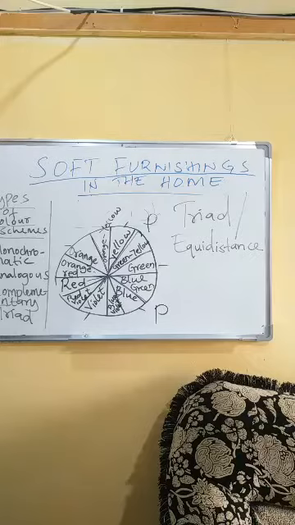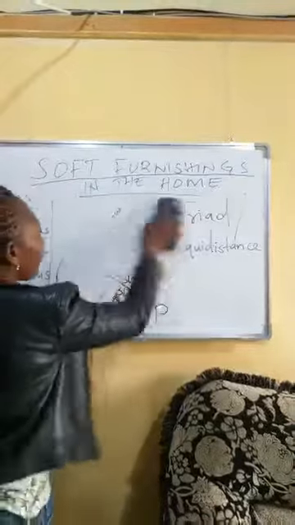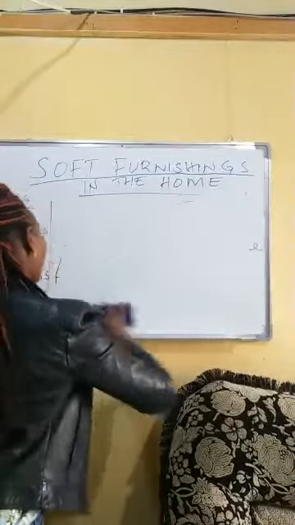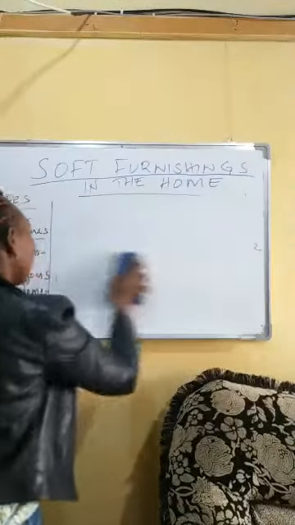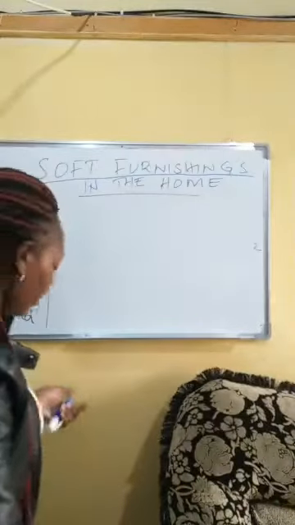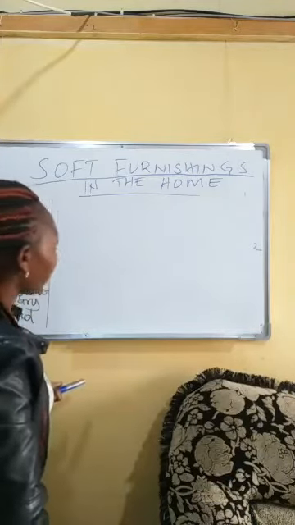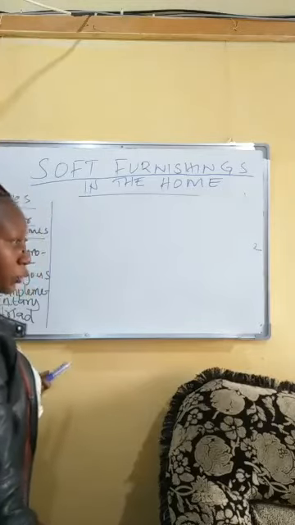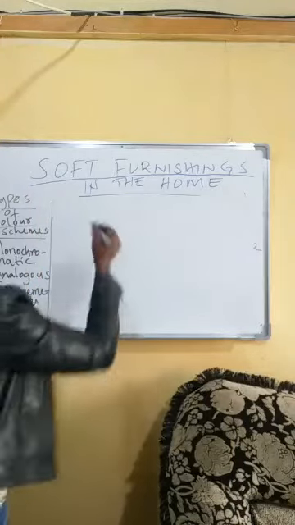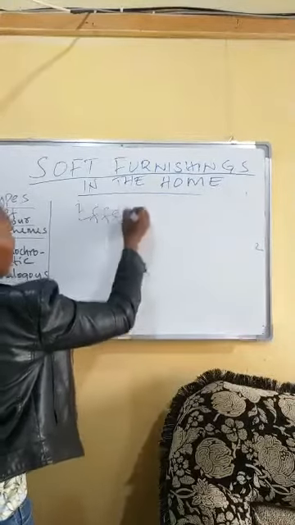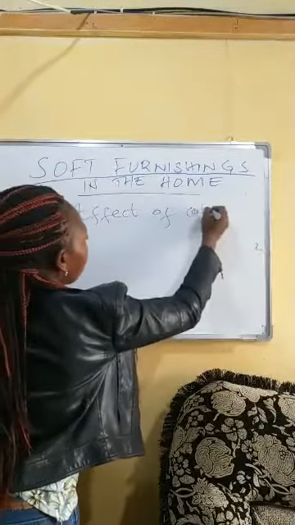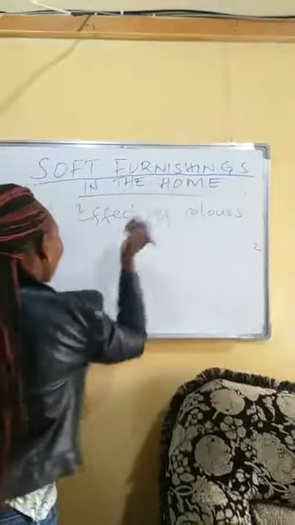Now, after we've learned the color schemes, the next thing that you need to know is the effect of color in a room. So we look at different colors and what change or effect they bring about when you use them in a room. So the effect of colors in a room.